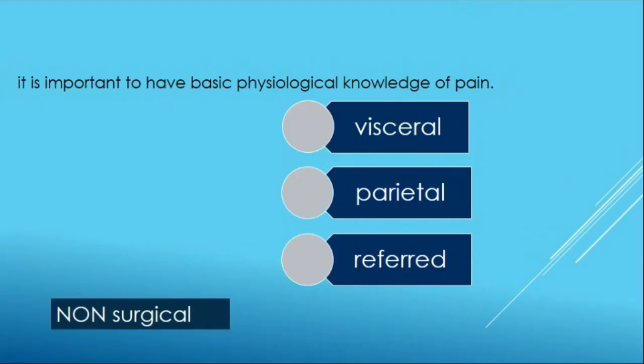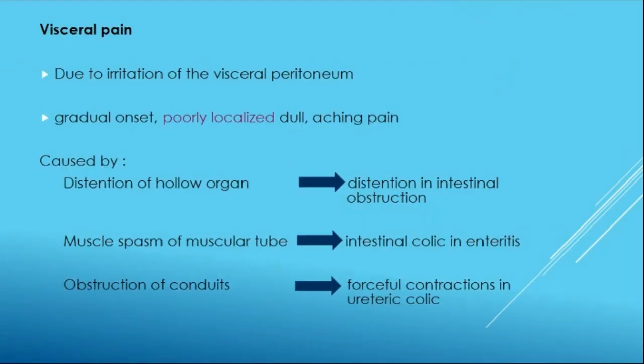What is visceral pain? Simply, visceral pain is due to irritation of the visceral peritoneum. In that case, we get gradual onset of very poorly localized pain in the abdomen. It's very difficult to diagnose because they come with very vague pain. I will explain why you get a very vague pain in visceral pain. So what are the causes of visceral pain?